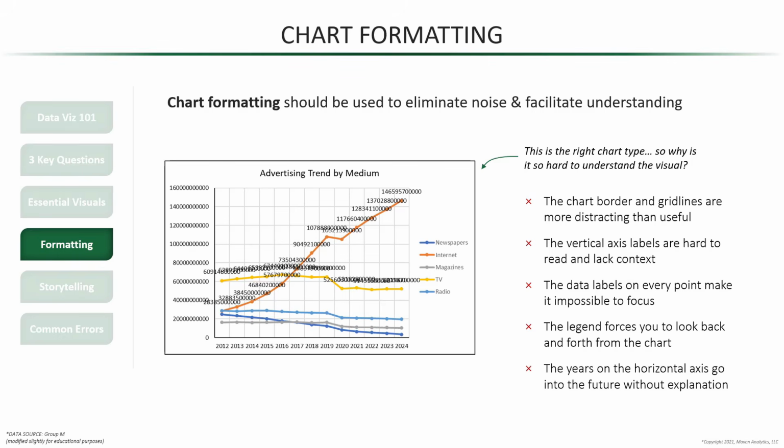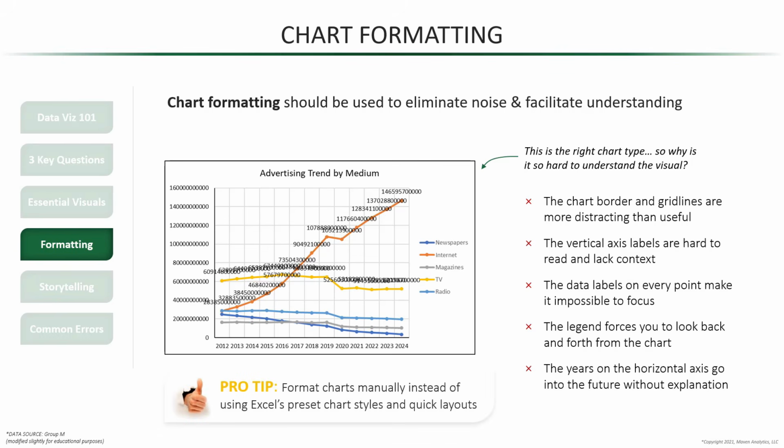And finally, E, the years on the horizontal axis go into the future without any explanation. And my guess is that you didn't even notice. Now, keep in mind that the present, as far as the data is concerned, goes up to 2020. So, quick pro tip here to avoid formatting like this one that really does more harm than it does good. Format charts manually instead of using Excel's preset chart styles and quick layouts, which honestly I'd say are moderate at best. Overall though, this is a cluttered chart.